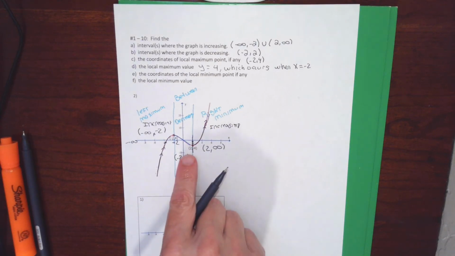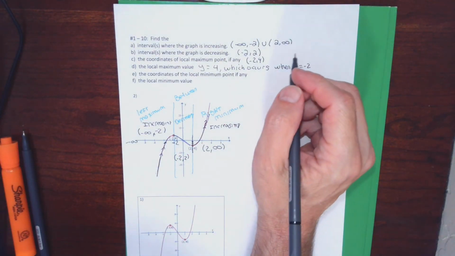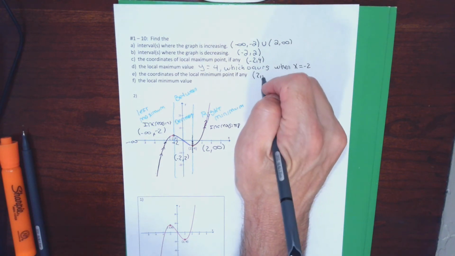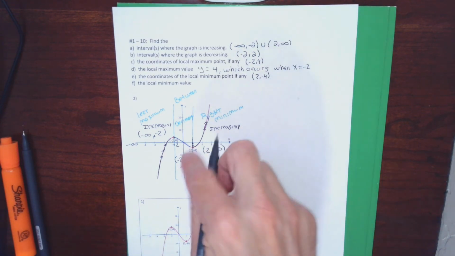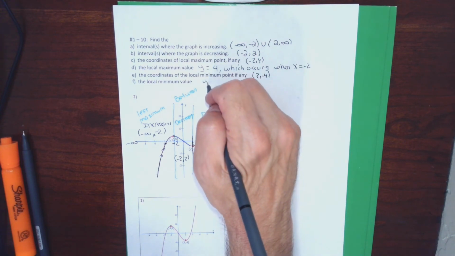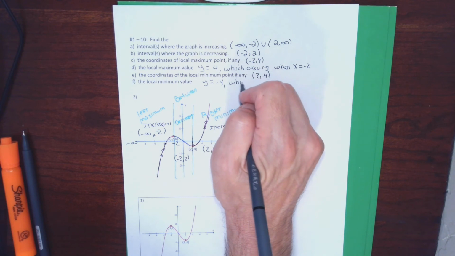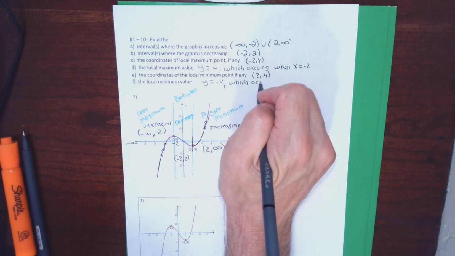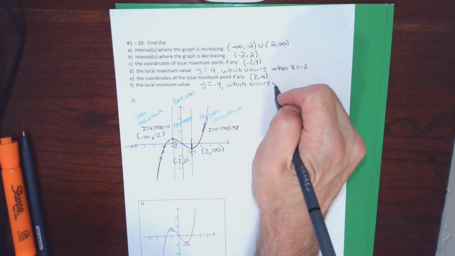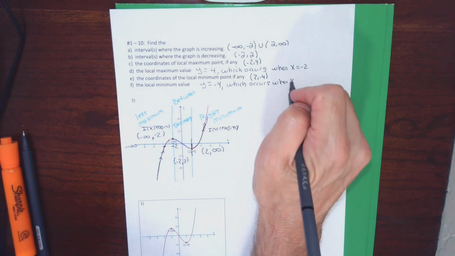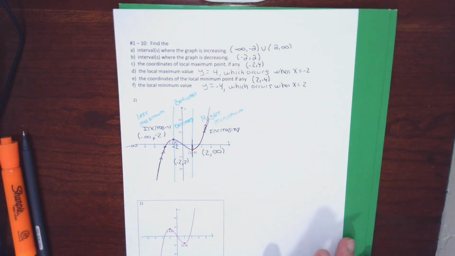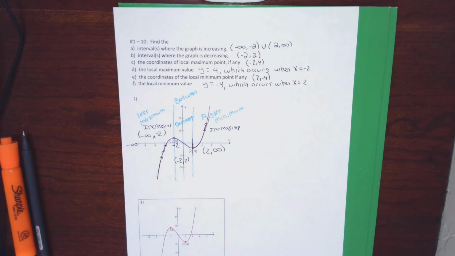And then the local minimum point, that's the point 2, -4. And the local minimum value is y equal to -4, which occurs when x equals 2. So there's no algebra. Hopefully the maximum and minimum stuff, that's just silly easy. And then it's the increasing and decreasing part that's going to be the work.